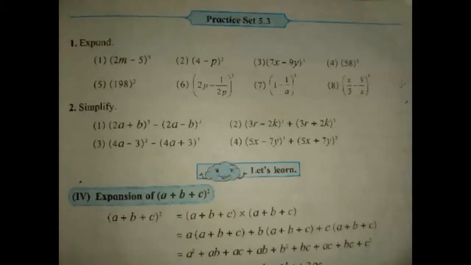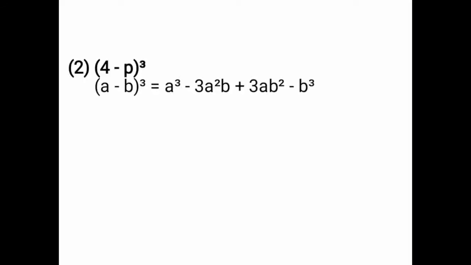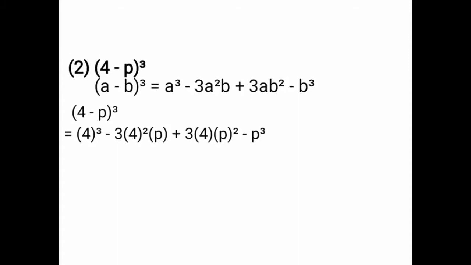Now we'll do other sums directly. Next, (4 minus p) the whole cube. (a minus b) the whole cube is equal to a cube minus 3a square b plus 3ab square minus b cube. Copy this question again and expand it in this form. (4 minus p) the whole cube is equal to 4 cube minus 3 into 4 square into p plus 3 into 4 into p square minus p cube.